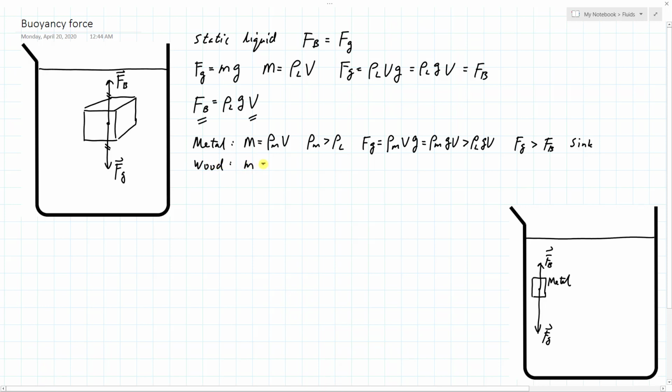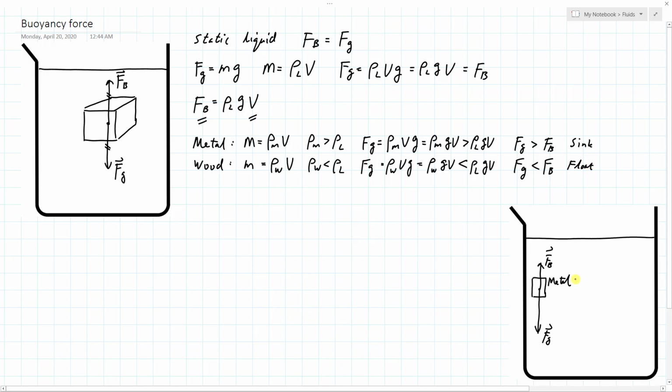So we have a mass, and the mass of the wood is density of wood times its volume, and the density of wood is less than the density of the liquid, a common liquid being water. And gravity on the wood is density of the wood times volume times gravitational constant, which, if we reorganize the terms, is less than density of the liquid times gravitational constant times V. So in this case, it is less, because wood density is less than liquid density. So gravitational force is less than buoyancy force.